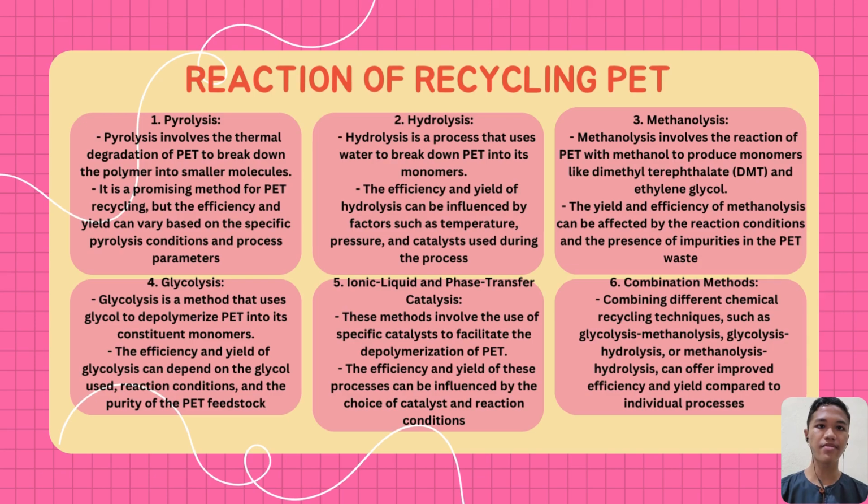This method involves the use of specific catalysts to facilitate the depolymerization of PET. The efficiency and yield of these processes can be increased by the choice of catalyst and reaction conditions. Finally, combination methods. Combining different chemical recycling techniques such as glycolysis and methanolysis, glycolysis and hydrolysis, or methanolysis and hydrolysis can offer improved efficiency and yields compared to individual processes.